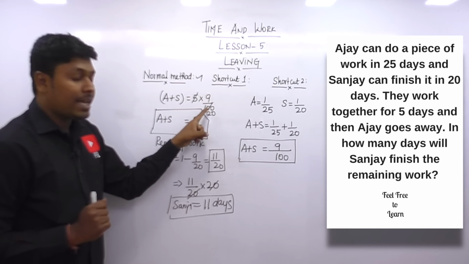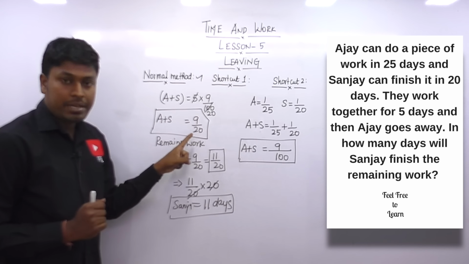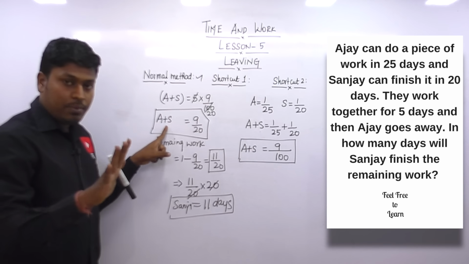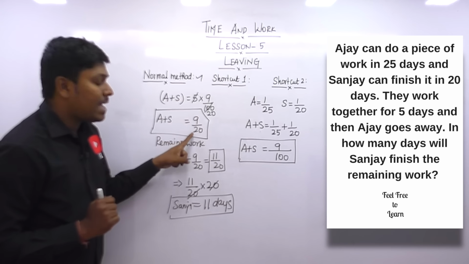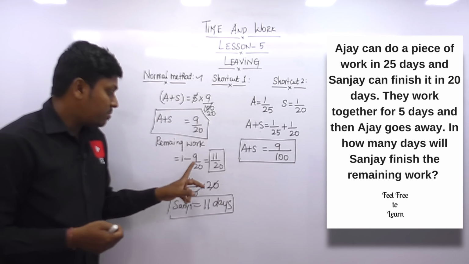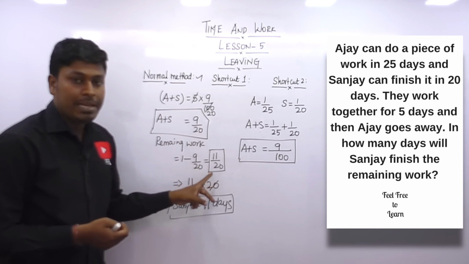So 5 into 9 by 100, the result will be 9 by 20, which means A and S, that is Ajay and Sanjay, after working for 5 days, have done 9 by 20 of the job. So our target is to find the remaining job. So 1 minus 9 by 20 will be 11 by 20.